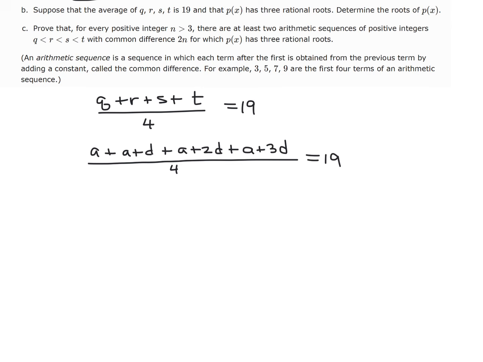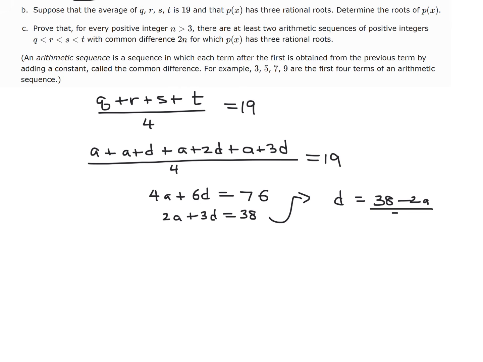So if we add this all up, it becomes 4a plus 6d is equal to 4 times 19, 76. Divide through by 2, and you will get 2a plus 3d is equal to 38. And if we isolate for one variable, we get d is equal to 38 minus 2a over 3. Okay, I don't know how much that's going to help, but let's just see. Oh boy, now what do I do?